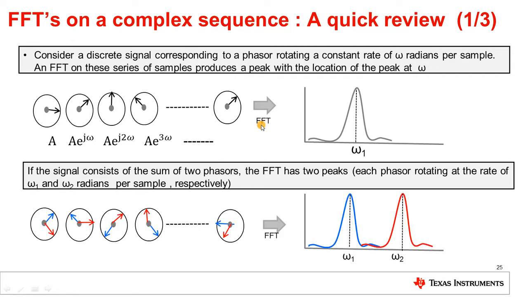Now, if this discrete sequence consisted of two phasors instead of one, as shown here, where you have the blue phasor rotating at a discrete angular frequency of say omega 1 and the red phasor rotating at a discrete angular frequency of say omega 2, the Fourier transform of this discrete sequence would actually have two peaks at discrete frequencies of omega 1 and omega 2 respectively.